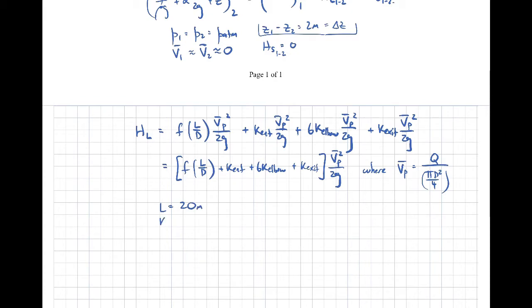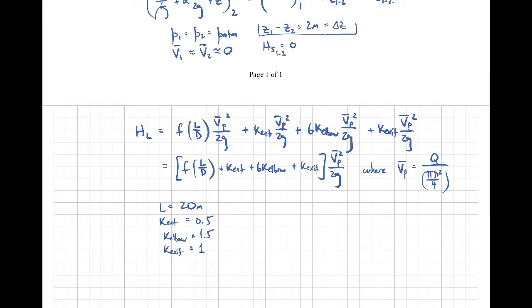We know these loss coefficients for the entrance, that was given as 0.5. The elbow loss coefficient is 1.5. We can look these things up in tables. Maybe they're not given in the problem statement, but we know what kind of entrance and elbows we have, so we can look up the values for the loss coefficients. We can find those in a table.